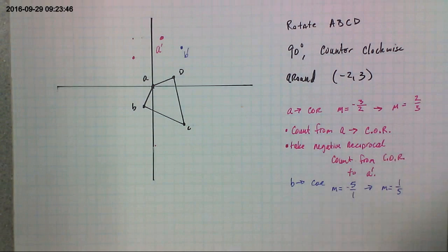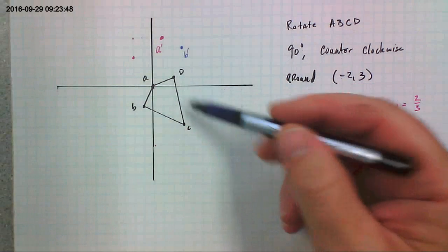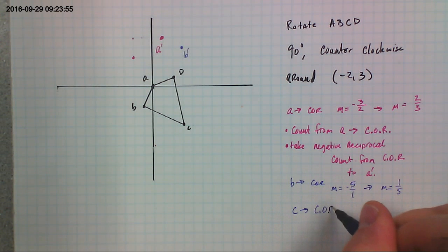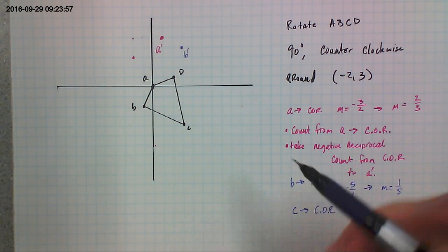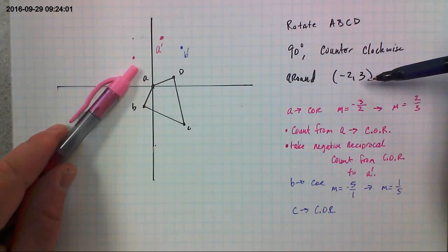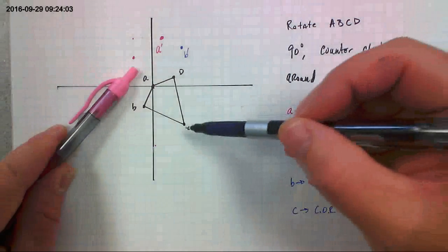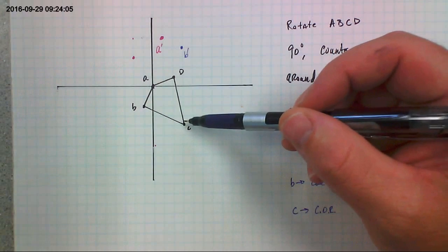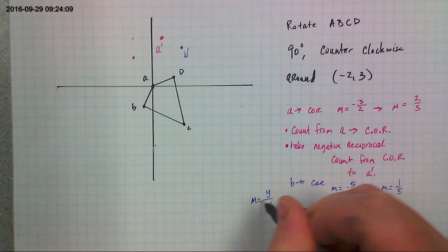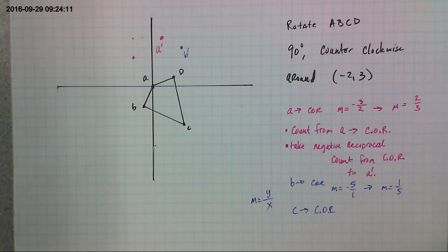So for example, which one do you want to do first, D or C? C? Okay, let's do C. So from C to the center of rotation, from here to here. The center of rotation is -2, 3. So let's see. Rise over run is slope, right? Don't forget, slope is rise over run. Don't mix it up. We're not counting coordinates, we're counting slope.